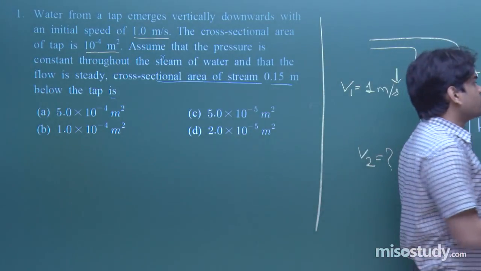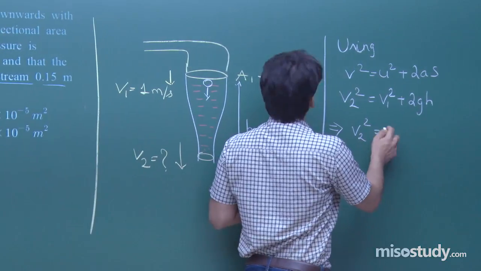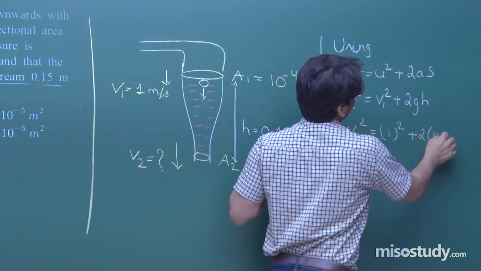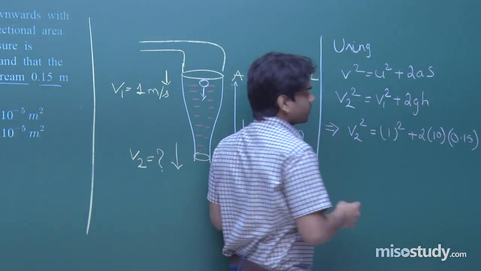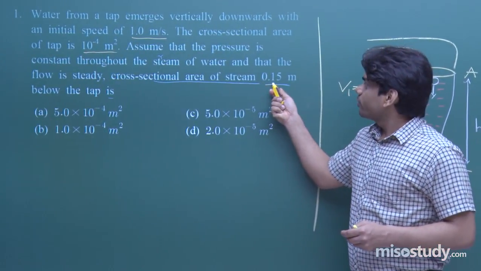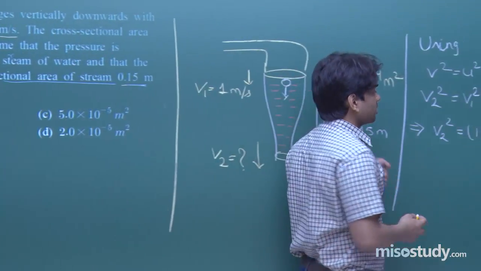So see here, V2 whole square is equal to V1, V1 is 1, whole square plus twice of G, that can be taken as 10, and H is given as 0.15 meter. I believe that this should be clear to you all. See that it's given that 0.15 meter below the tap. So V2 you will get in this way as it's shown here.